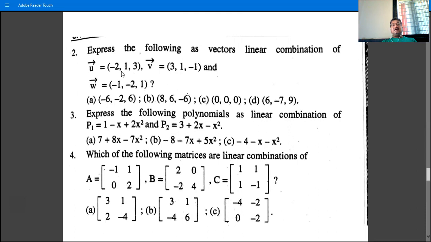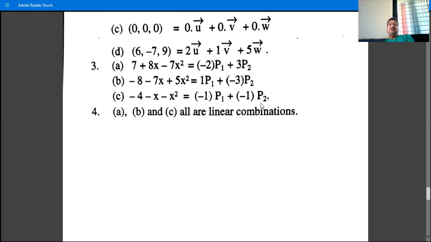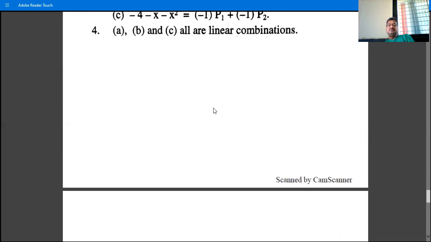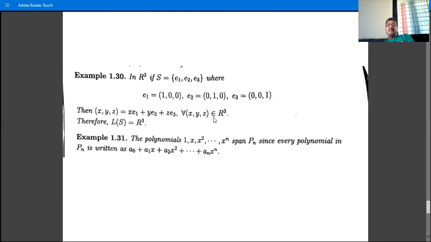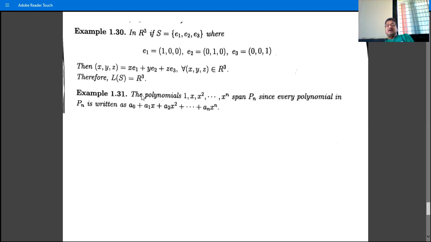So just take K1 as 0 into u bar plus 0 into v bar plus 0 into w bar. So the 0 vector is expressed in the form 0 into u bar plus 0 into v bar plus 0 into w bar. So there is no need for any calculation. We directly say K1 is 0, K2 is 0, K3 is 0, the 0 vector. So in R3, if S is the set E1, E2, E3, where E1 is 1, 0, 0, E2 is 0, 1, 0, and E3 is 0, 0, 1, then every vector of R3 is expressible as a linear combination of E1, E2, E3, and therefore we say LS is equal to R3.